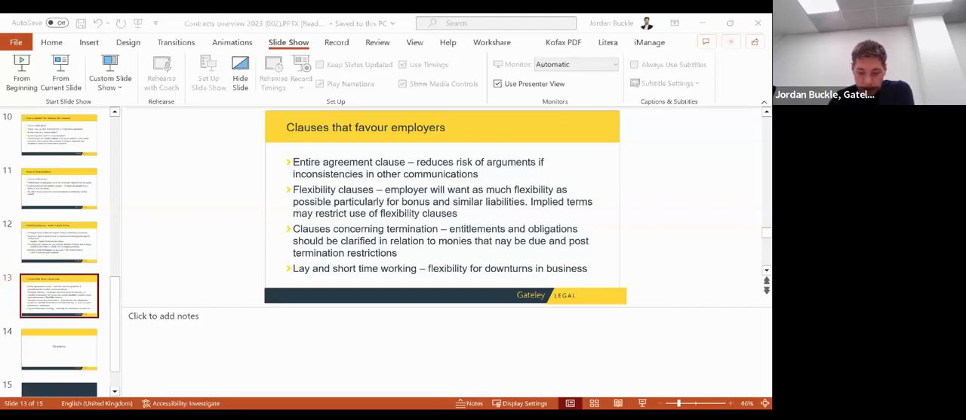In relation to obligations, the contract should set out any post-termination restrictions in relation to confidentiality and the employee competing with the employer. These restrictions will only be enforceable insofar as reasonably necessary to protect the employer's legitimate interests. So the shorter the period and the narrower the restrictions, the more likely it will be to be valid.